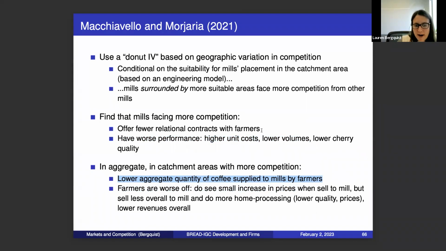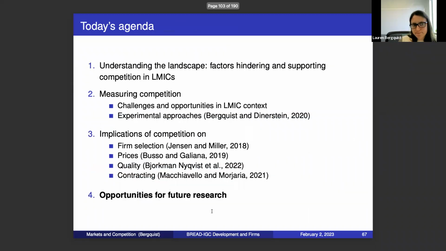They also critically find fewer relational contracts, right? So those do seem to break down, and farmers seem to be worse off as well. They're selling less to the mills and they're seeing lower overall revenues. So, the effects of competition can be quite nuanced.